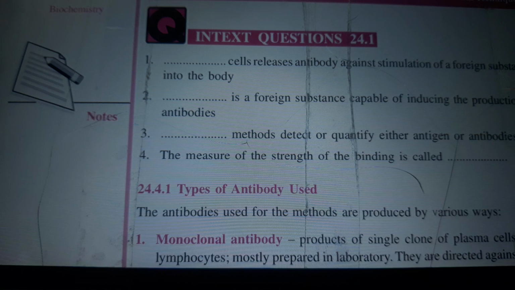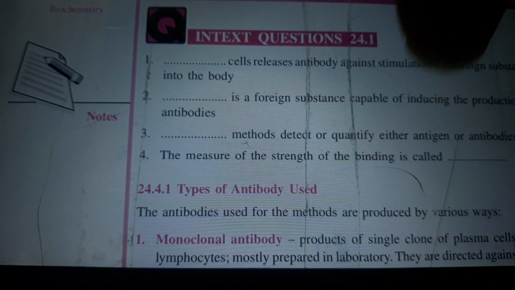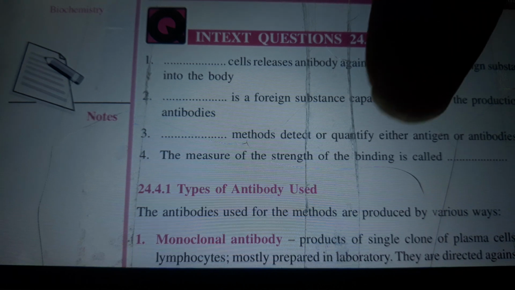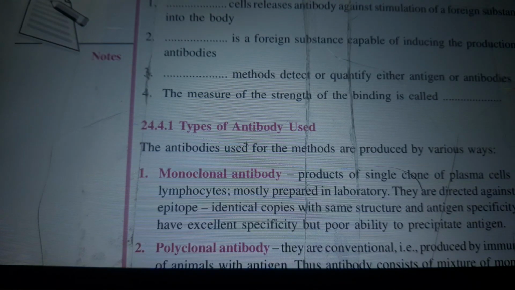Now the in-text questions. 24.1. Dash cells release antibodies against stimulation of a foreign substance in the body. It's an antigen antibody, right? So when an antigen comes, you have antibody cells. So antigen, cells release antibody against. Let's fill up the answers. Dash is a foreign substance capable of inducing the production of antibodies.